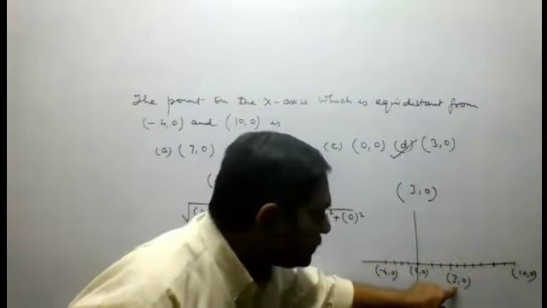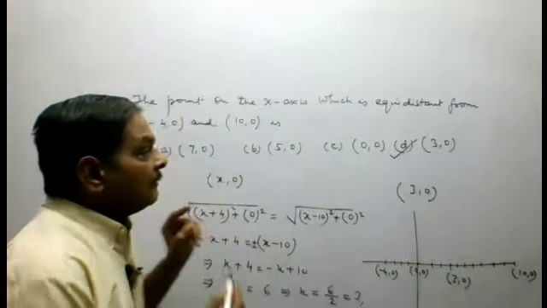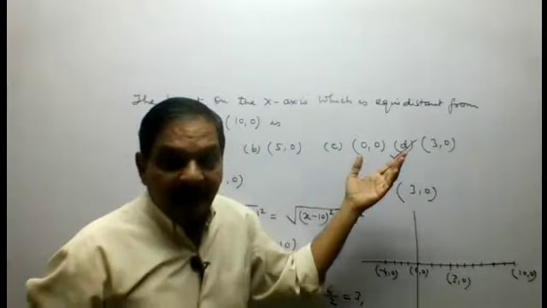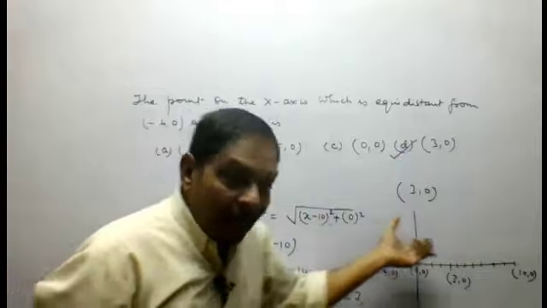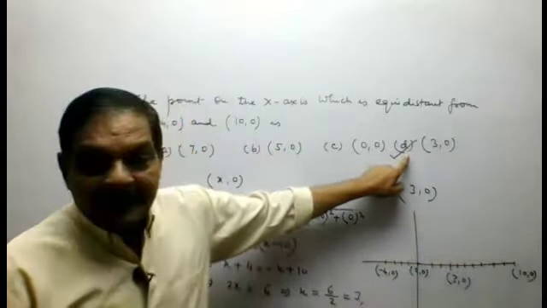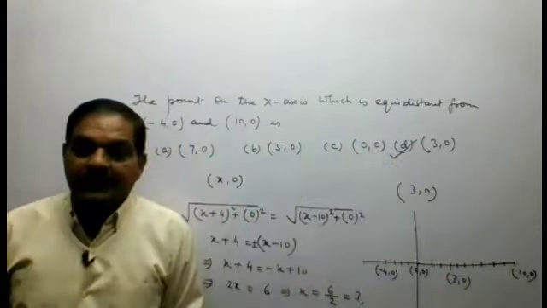Means 3, 0 is that point which is equidistant from the given points, and hence we can find the answer by drawing those points on the graph paper also, and our option here D is the correct option.